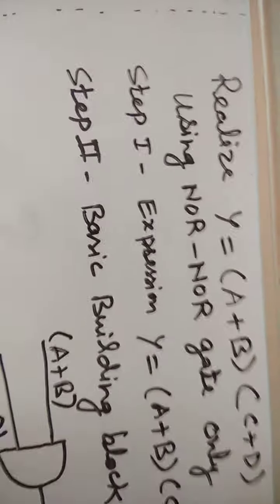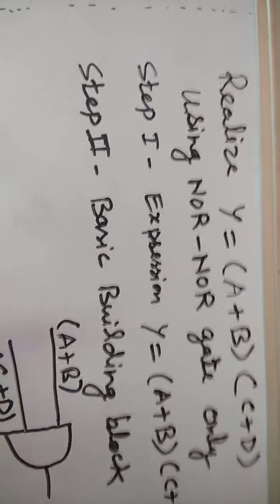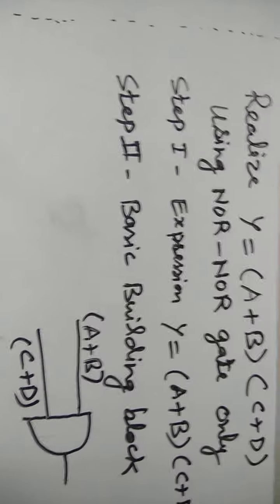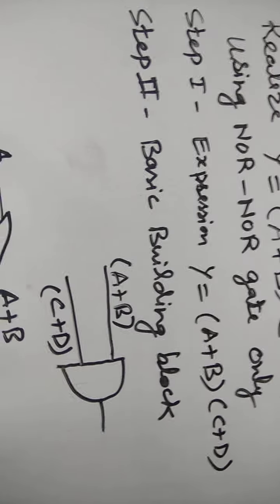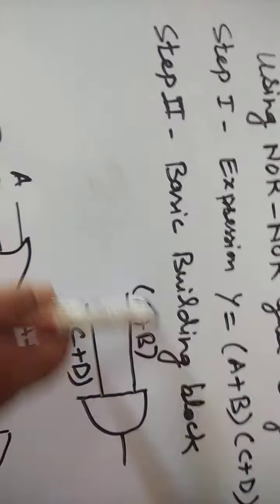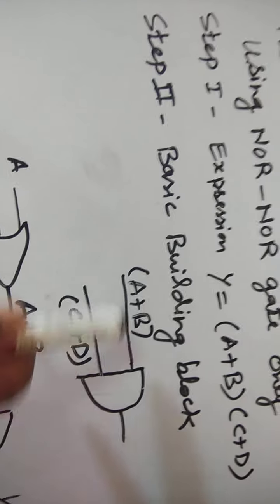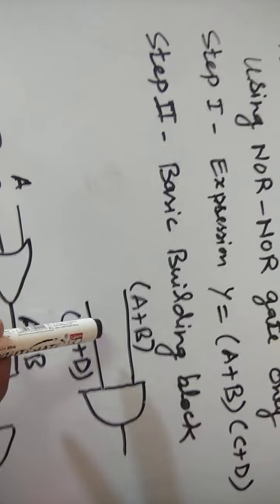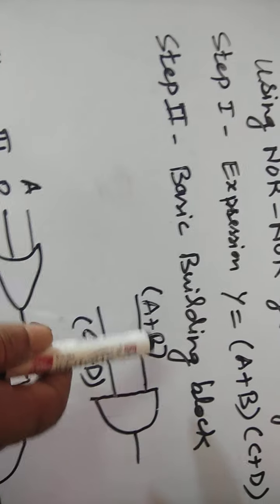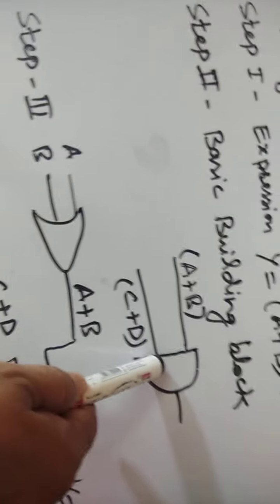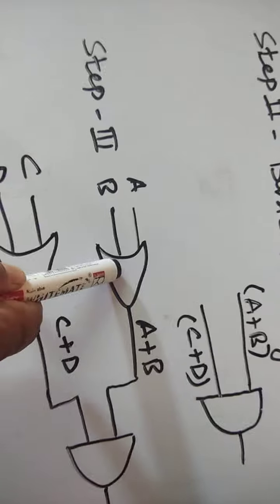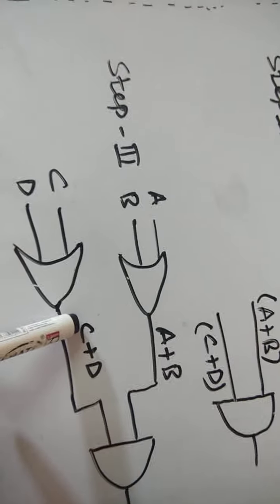Realize Y = (A + B)(C + D) using NOR gate only. This is the product of sums expression, Y = (A + B) and (C + D). In the second step, we draw the basic building block. The inputs A + B and C + D are the outputs of two OR gates: A + B is the output of the first OR gate and C + D is the output of the second OR gate, and both are applied to the AND gate only.